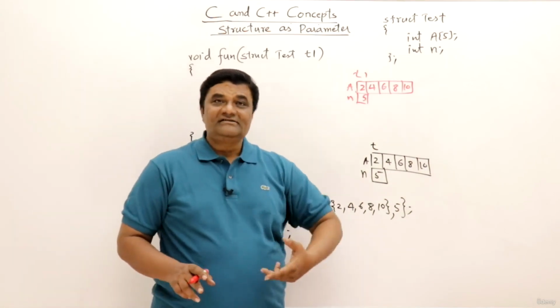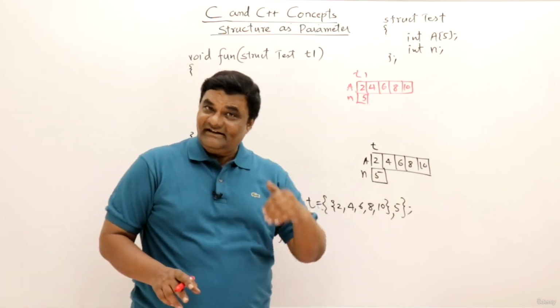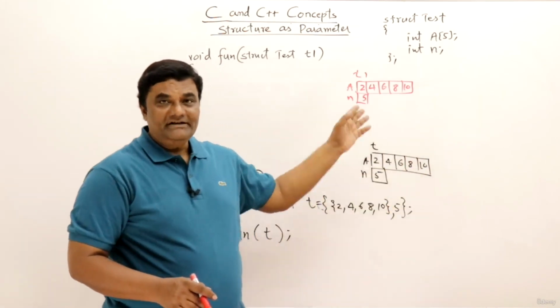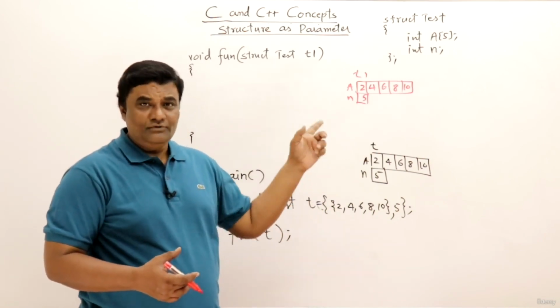That is the reason the compiler doesn't support arrays by value. They allow only call by reference. But if it is inside the structure, they support it. They have to do it. So this will be copied, right? We are not copying it. Internally it's happening, meaning the compiler will do this.